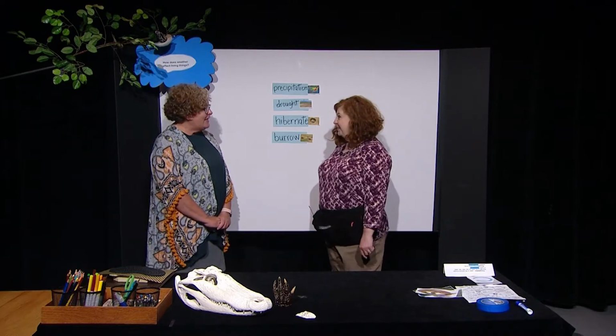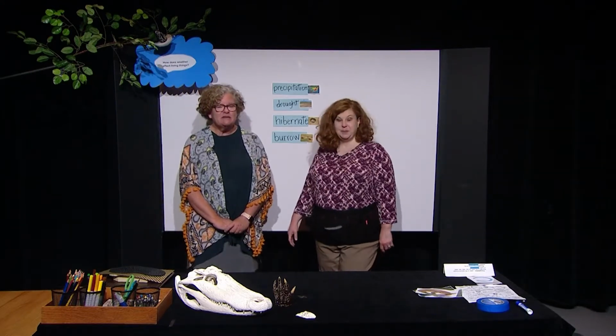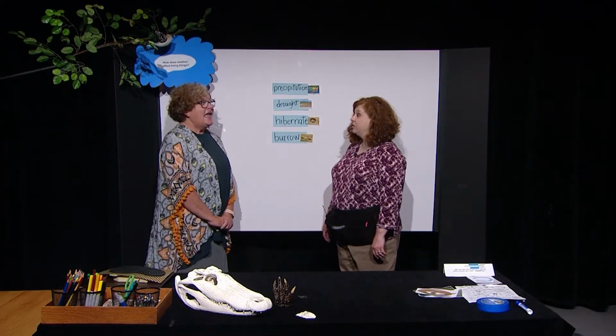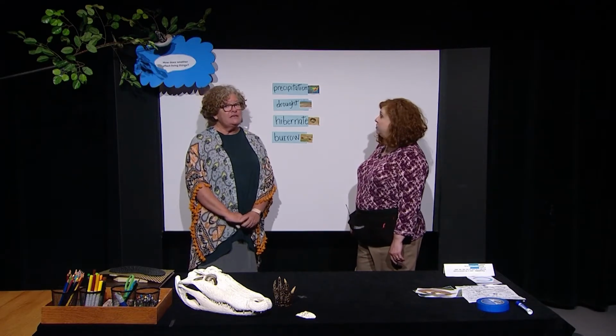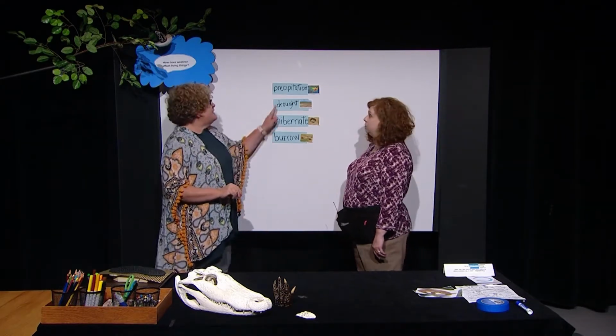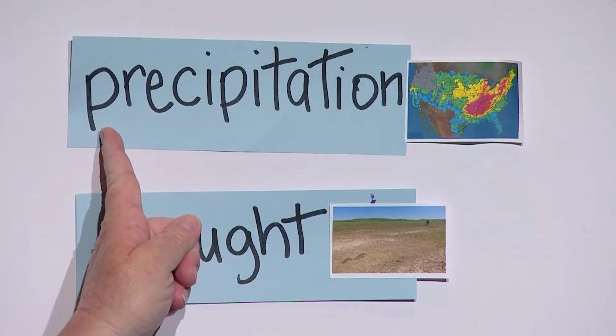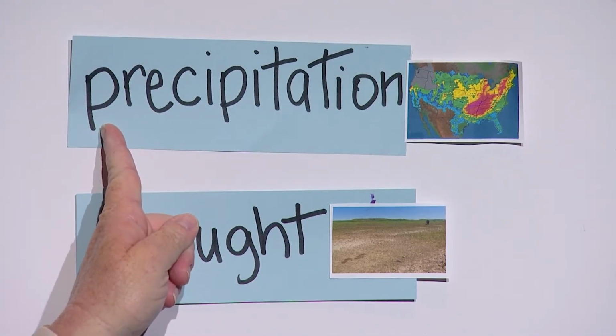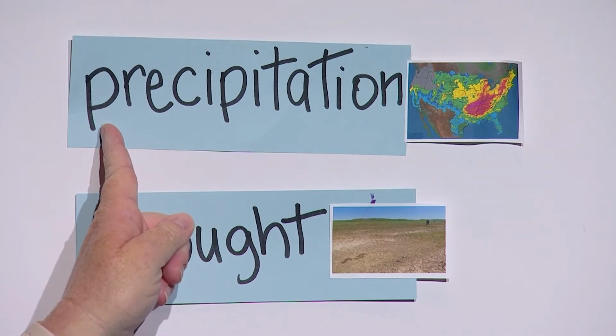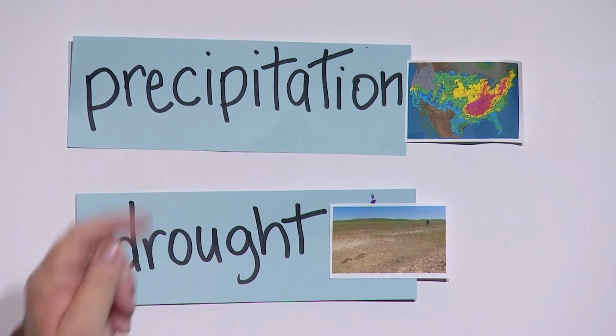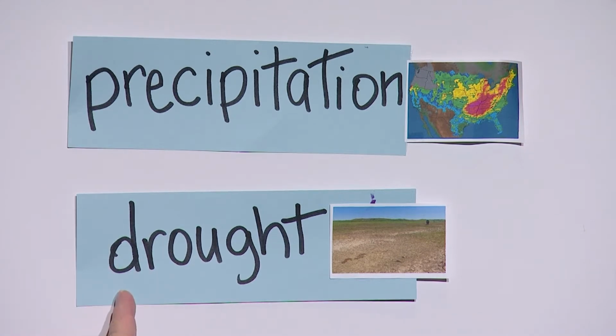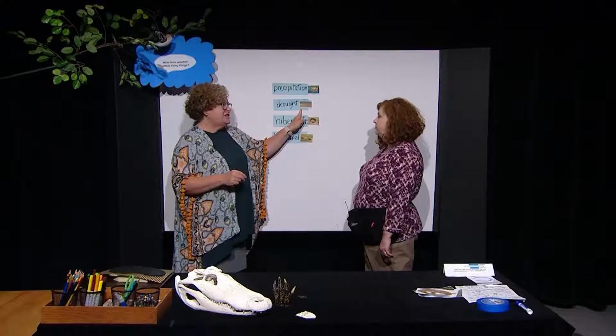Oh, Candace. Hi, Marissa. How are you? I'm doing well. Today we're talking about how does weather affect living things. I have 4 vocabulary words behind us, but we're going to really just talk about 2 of them today. This word right here is precipitation, and it talks about the water in the air that comes down from the sky. Like when it rains. Or when it snows. This is drought, and the drought is when it's really dry outside and there's no precipitation.